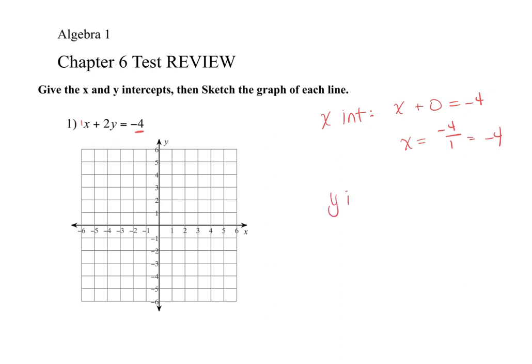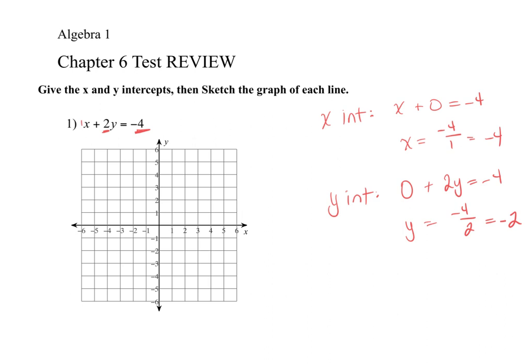Your y-intercept then just does the opposite. It's going to zero out your x. So you're saying 0 plus that 2y equals -4. It's always going to end up being that constant over the number that was in front of your y, in this case 2. So it reduces to -2. Those are your intercepts, okay?